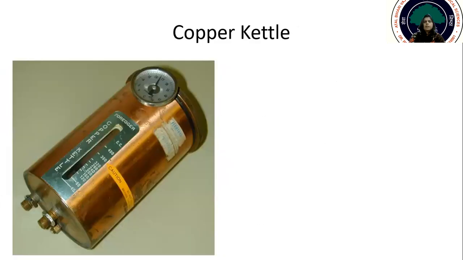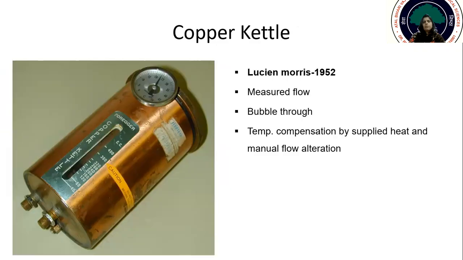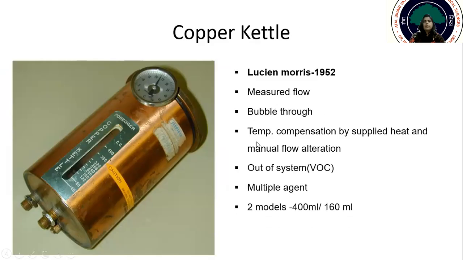Now coming to copper kettle. Copper kettle was invented by Lucien Morris in 1952. It is a measured flow type of vaporizer. It is a pioneer of measured flow type of vaporizers. And the method of vaporization is also different, bubble through. It is temperature compensated by supplied heat and manual flow alteration.